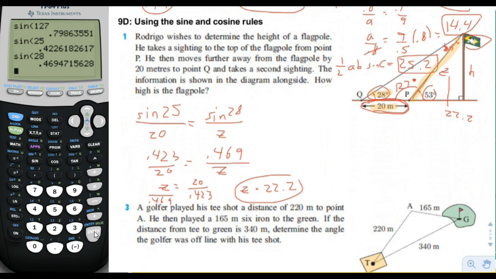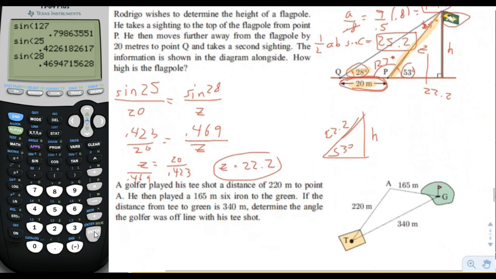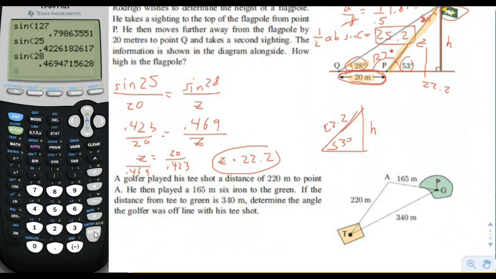Now we can do a much simpler trigonometry problem, which is the hypotenuse is 22.2, the height we don't know, and this angle is 53 degrees. Now it's quite simple, right? Now we could just use SOHCAHTOA, and we would have sine of 53 degrees is equal to h over 22.2. So h is equal to 22.2 times the sine of 53.